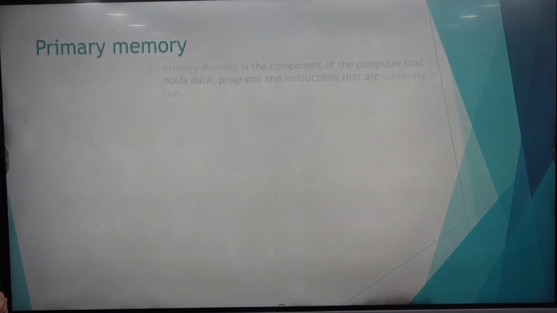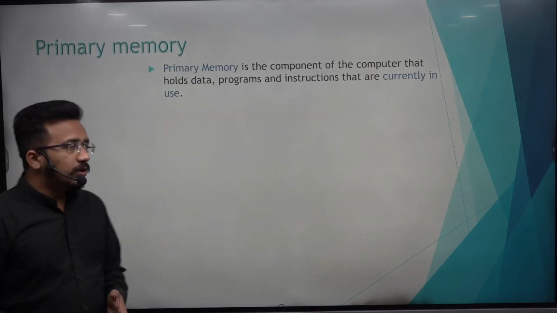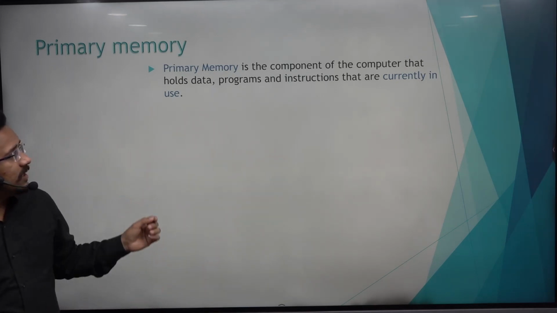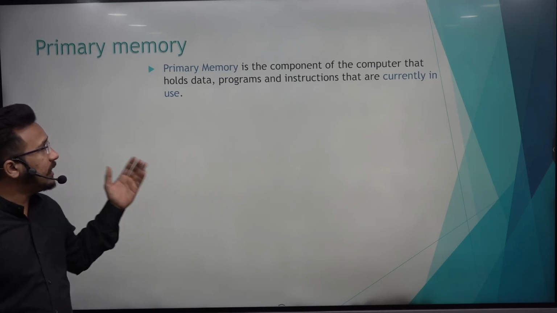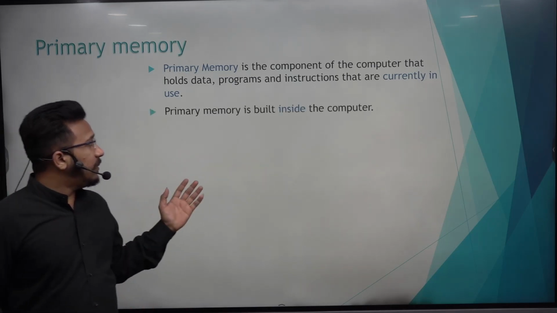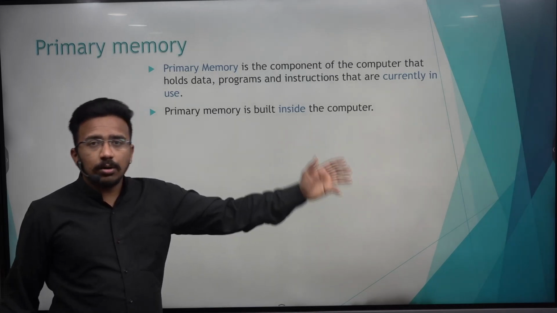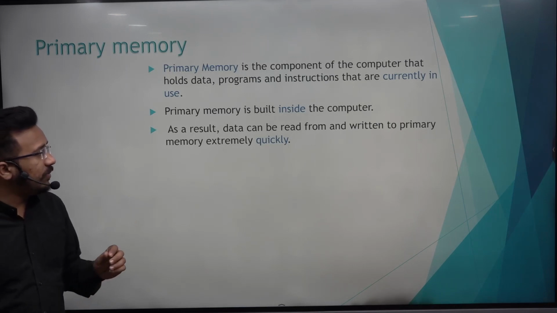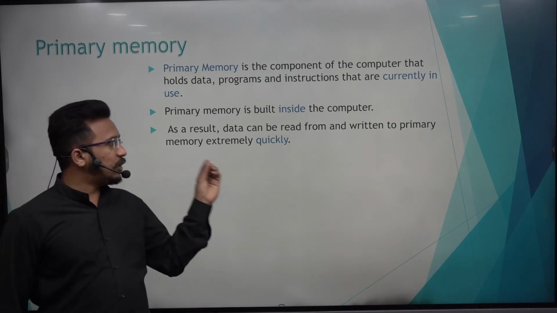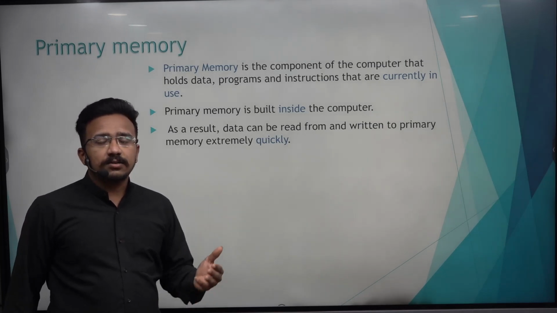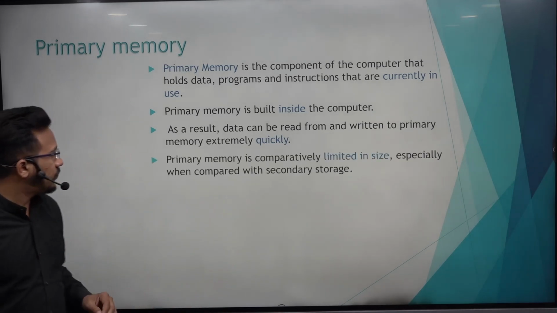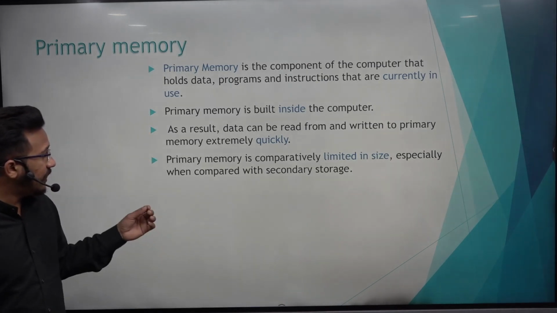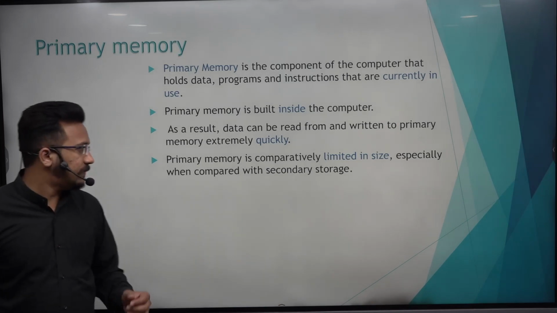Okay. Primary memory. What is the work of primary memory? Primary memory is a component of the computer that holds the data, program and instructions that are currently in use. Primary memory is built inside the computer, it already comes with that. As a result, data can be read from and written to memory extremely quickly, so it is faster than the secondary storage. Primary memory is comparatively limited in size, especially when compared with the secondary storage.